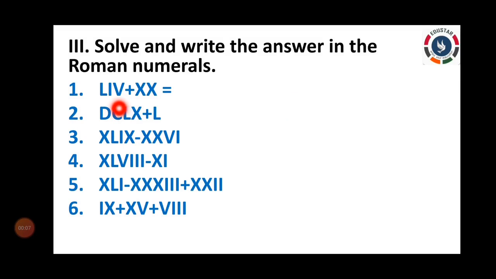Roman letter 3, solve and write the answer in Roman numerals. 1. LIV plus XX. Substitute the value for the given Roman numerals, then add the values and give the answer in Roman numerals. 2. DCLX plus L. 3. XLIX minus XXVI. 4. XLVIII minus XI. 5. XLI minus XXXIII plus XXII. Sixth one, IX plus XV plus VIII.